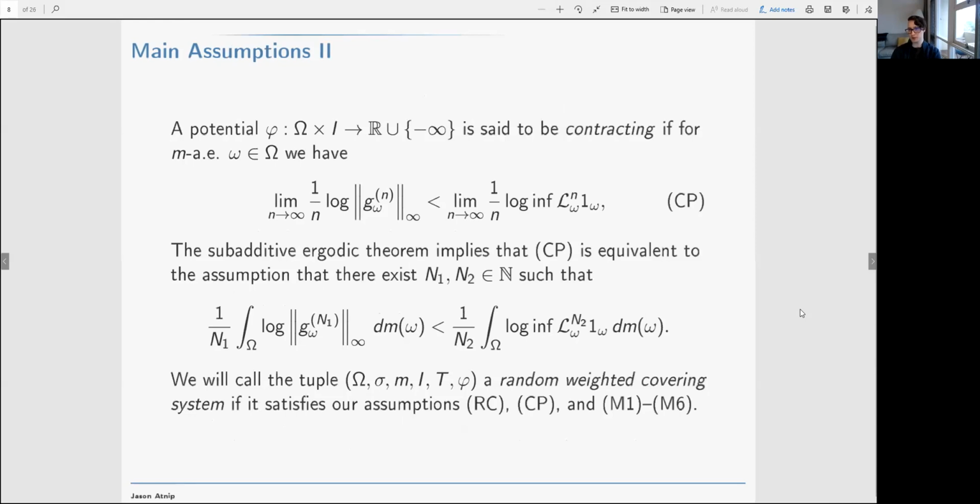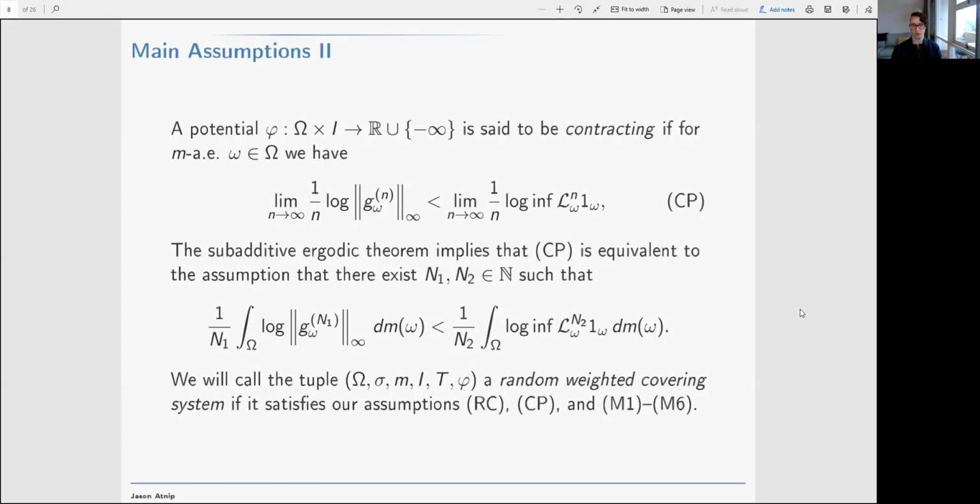Our last main assumption is we'll assume that our potential is contracting, if we have that 1 over n log sup g omega n is eventually less than 1 over n log inf L omega n of 1. This is equivalent in this finite branch case, via the subadditive ergodic theorem, to finding some capital N1 and capital N2 such that this integral inequality applies.